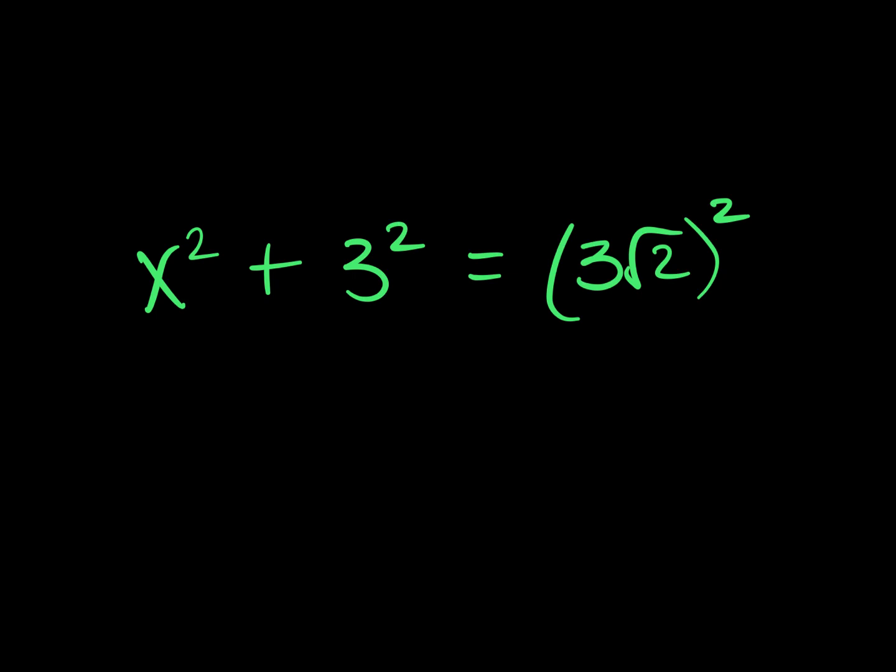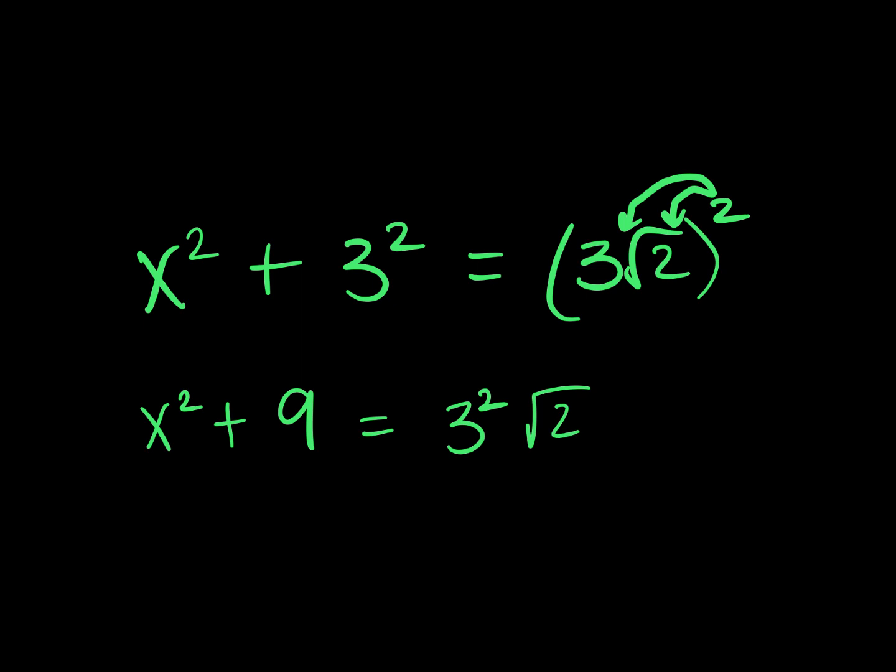Do you guys agree that that 3 and that square root of 2 are being multiplied inside the parentheses? What happens with an exponent on the outside is that exponent gets multiplied by the exponents on the inside. So watch. It's going to be x squared plus 3 times 3 is what? 9. This becomes 3 squared and the square root of 2 squared.